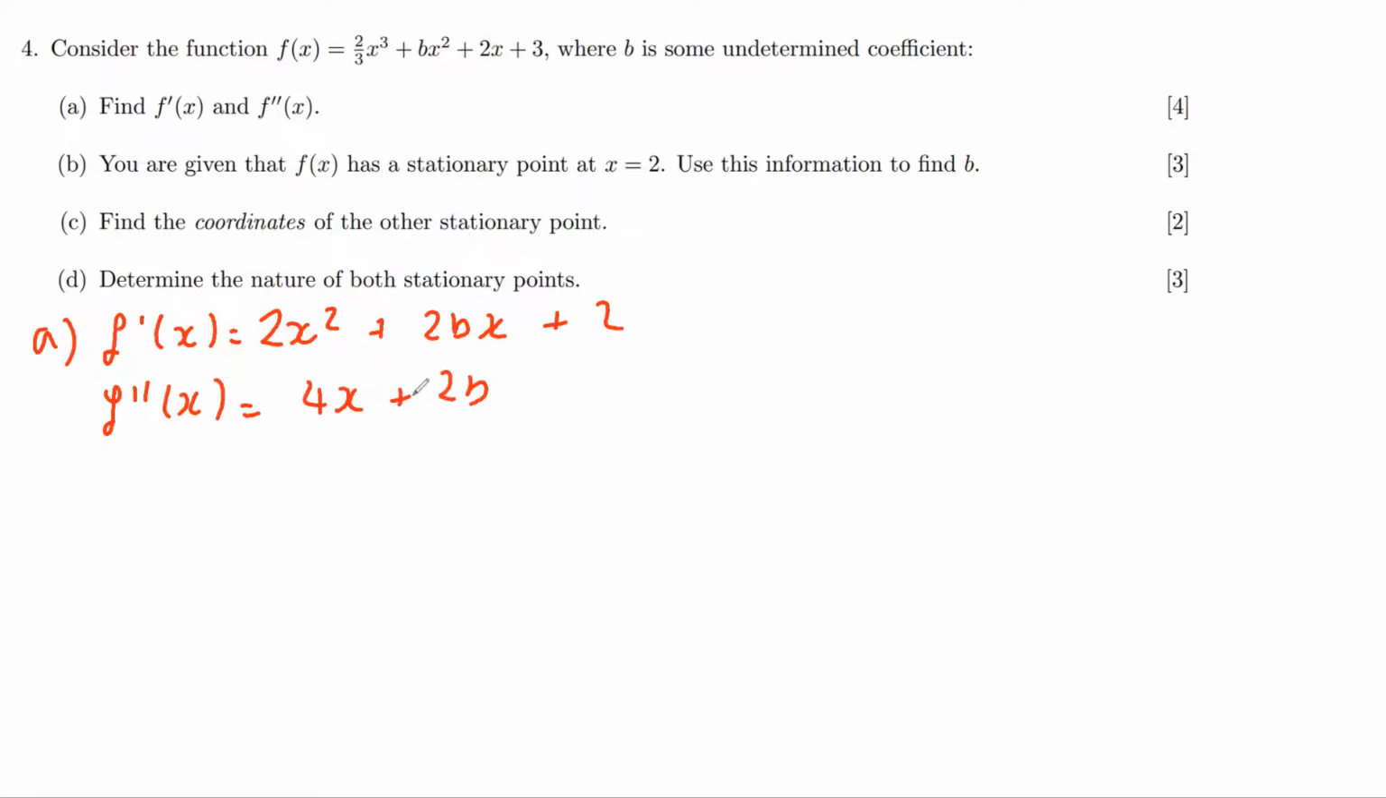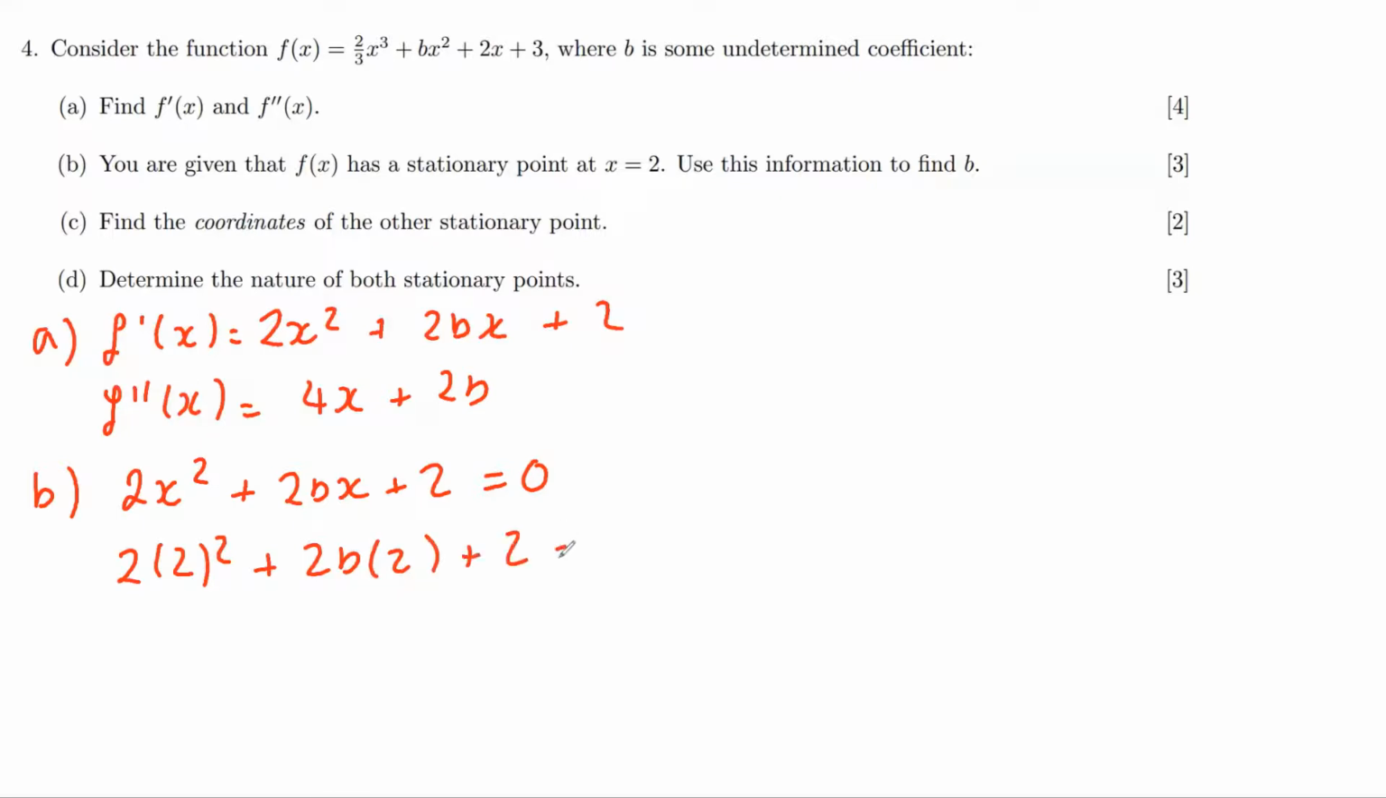So that's part A done, and we get 4 marks for that. So for part B, you were given that f of x has a stationary point at x equals 2. Use this information to find b. So again, we know that stationary points occur when f dash of x, or the first derivative, is equal to 0. So I can put my equation of the first derivative equal to 0. Now we're told that the stationary point occurs when x equals 2, so I can substitute 2 into this equation and then solve for b.